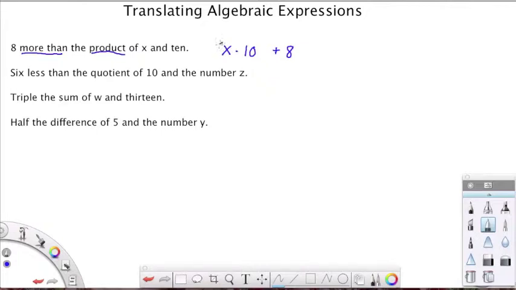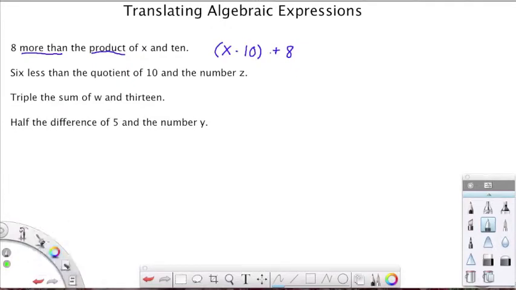But if we really wanted to make sure that we did this first, parentheses might be a little overkill, but still, it's emphasizing that we need to do the multiplication first. Parentheses tells us we want to find the answer to this multiplication problem. So it's 8 more than the product of x and 10, or x times 10. Let's change our colors here and go to the next one.